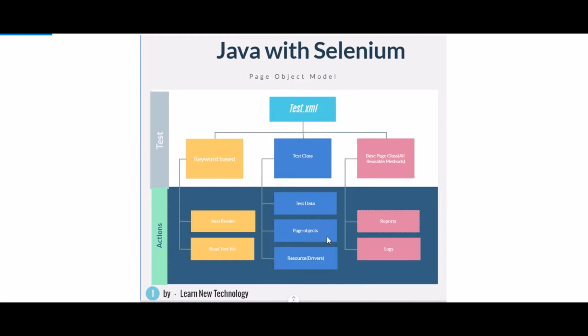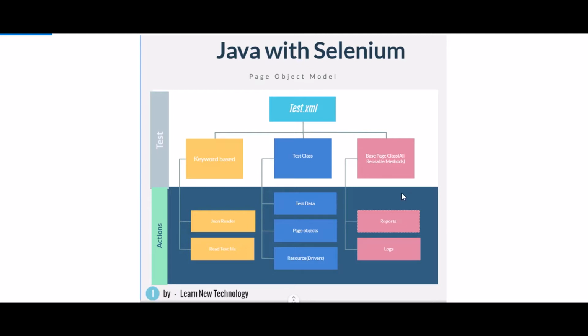In this picture you can see the test.xml file. In this file we give the test script name. We will run this test script so that the report will be generated. This is the main test class. From this class the control reads the test data from the Excel sheet and processes it after that. In the base page class we will keep all the reusable methods. Finally the report will be generated.